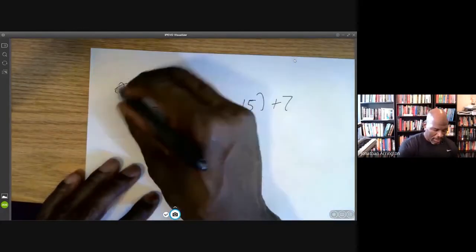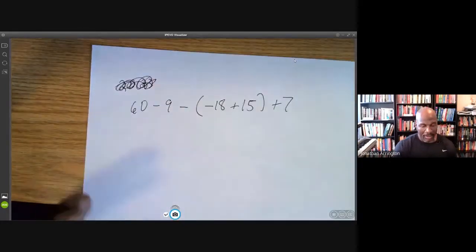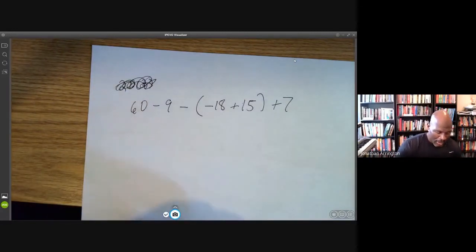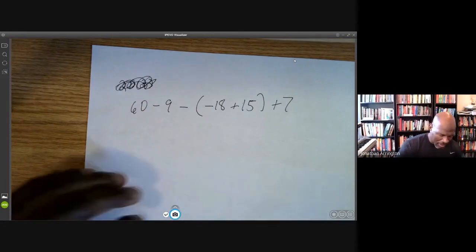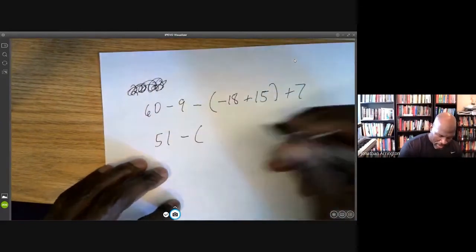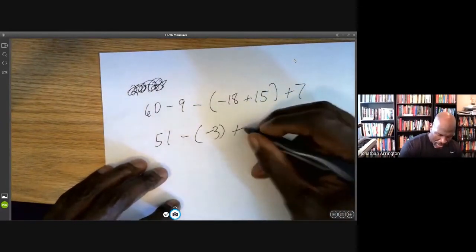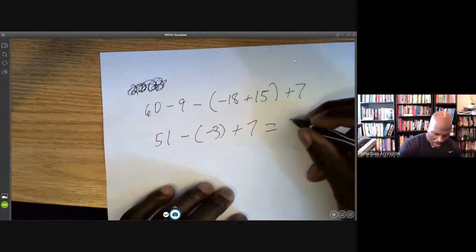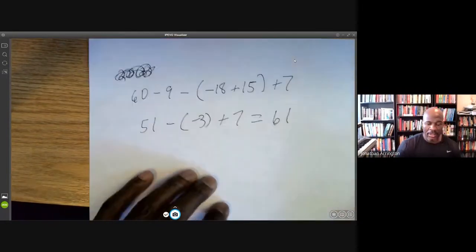Again, as they say, we can just leave it like this, but I don't see the fun in leaving it like that. But again, you could just leave it like this, but I'm going to go ahead and figure out the answer because the suspense is killing me. So this is 51 minus negative 3 plus 7. That's 51 plus 3, that's 54 plus 7 is 61.